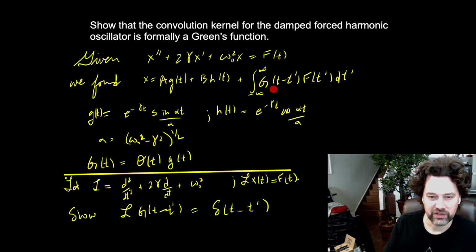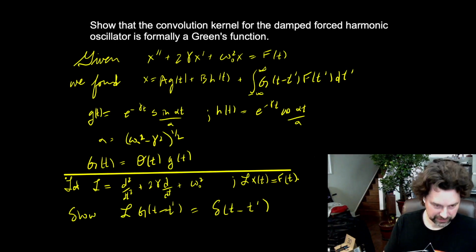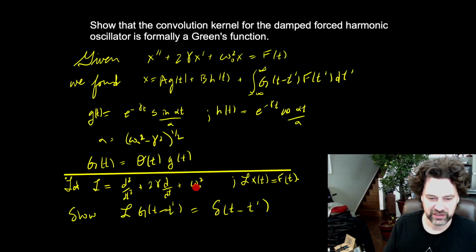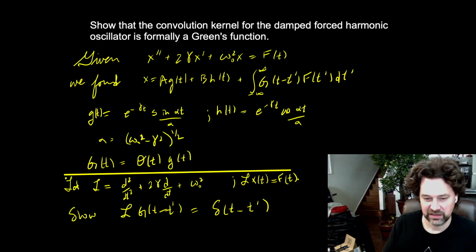We have informally called g of t minus t prime a Green's function for this equation, but we haven't justified that. And in this video, we're going to justify that. We do that by introducing a linear differential operator for our differential equation: the second derivative with respect to time plus 2 gamma times the first derivative plus omega naught squared. So we can rewrite our differential equation as L of x of t equals f of t.